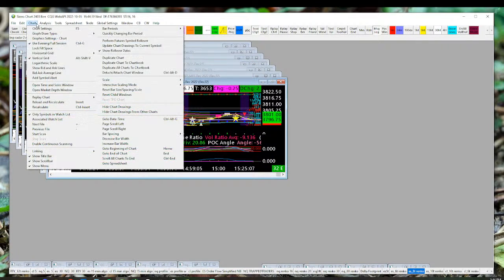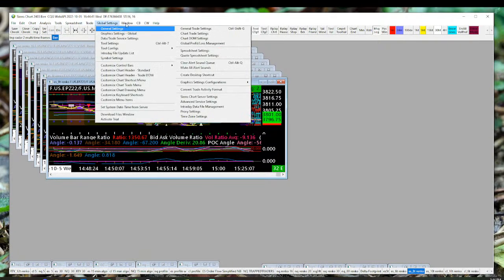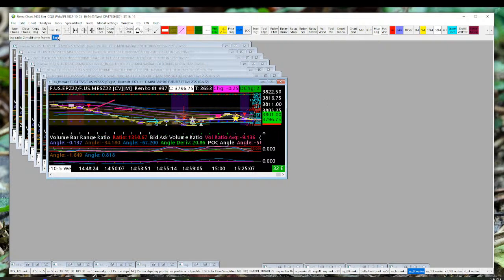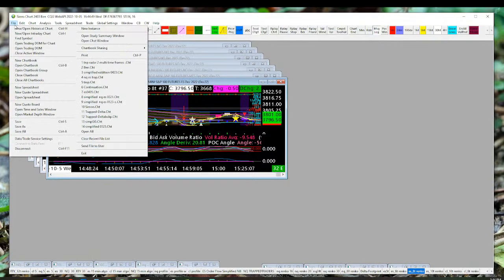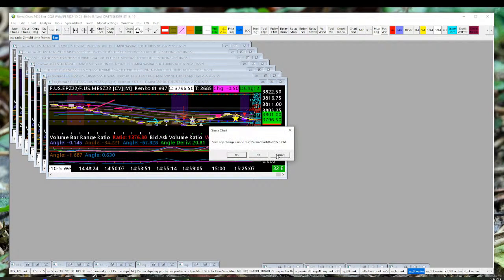That really sucked. Let's see. Hold on, I know what to do. Sorry, guys. We're going to close it and reopen it. That's why you save every once in a while. So close. Chart. No. Cancel.